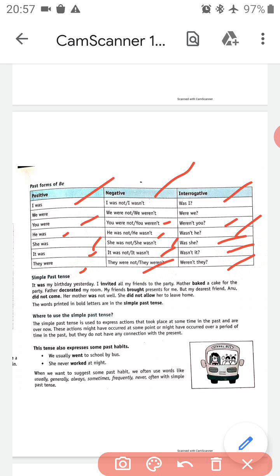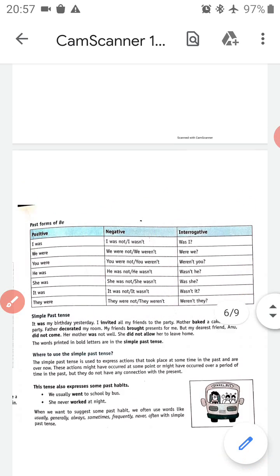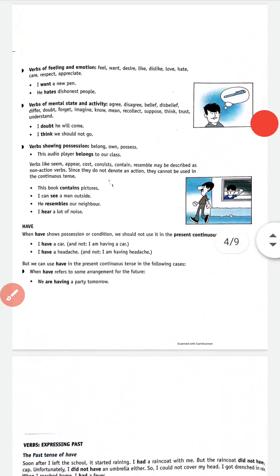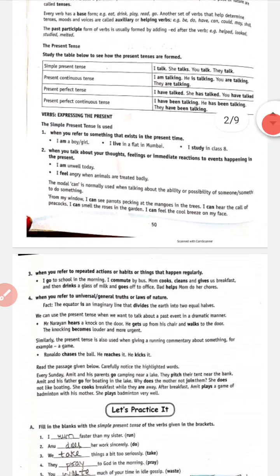Okay, so students, in today's class we have studied about past forms of be, simple present tense and present continuous tense. In the next class we are going to continue with the remaining chapter.